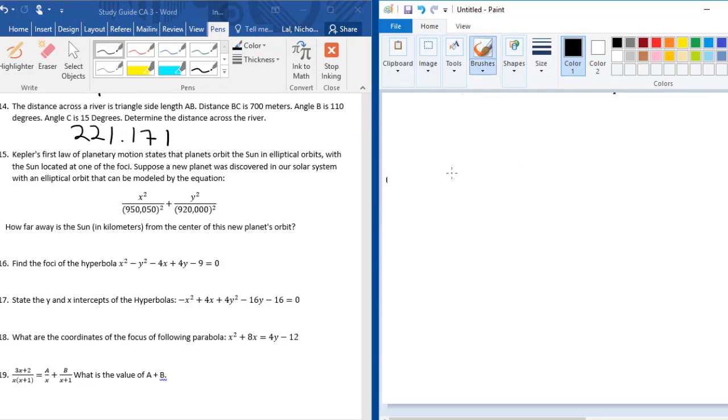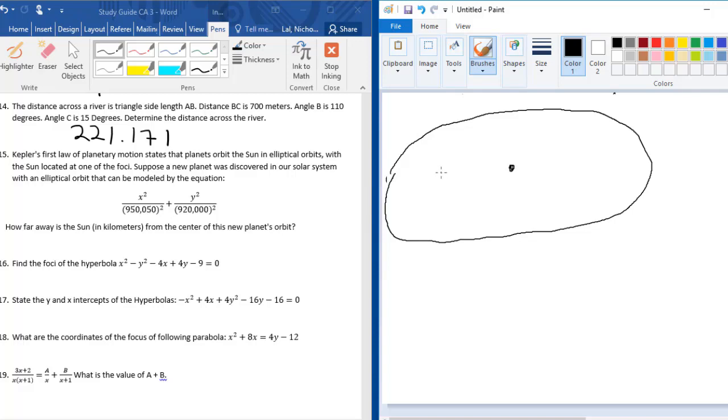Okay. Let's do 15 then. How far is the sun from the center of this new planet's orbit? It's going to require us to draw an ellipse to understand. We have the center of the ellipse, and the sun is at a focus. It could be any of the foci, but I'm going to choose one. So this is the center, this is the sun.